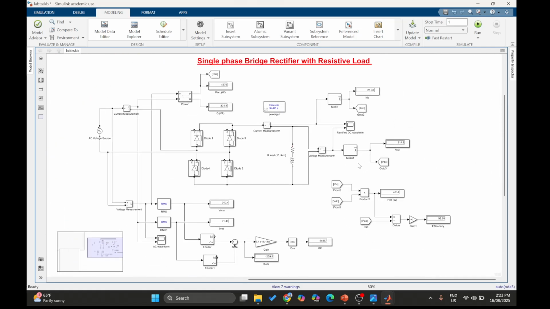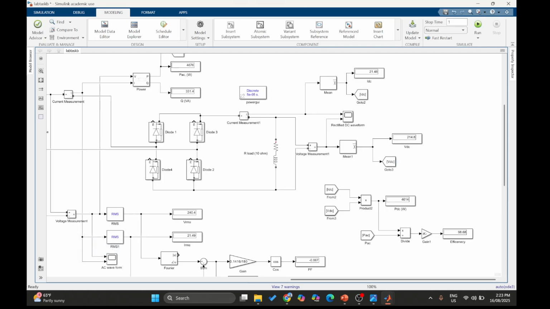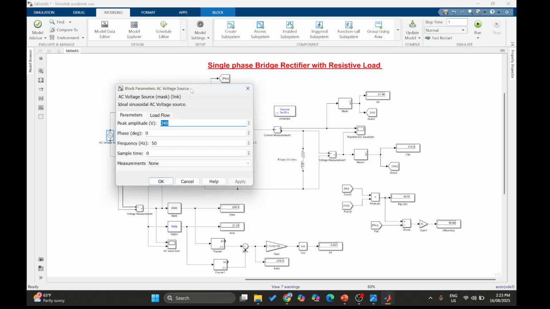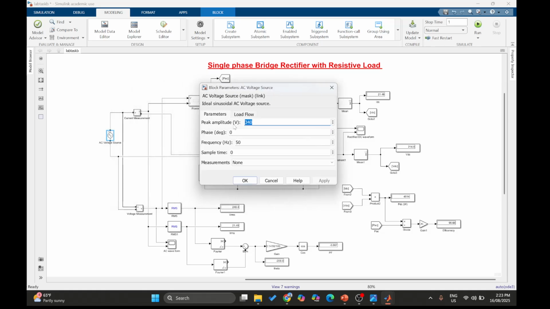Now to explain the Simulink model, I have an AC voltage source. This is the VM or peak voltage, which we got as 339. I just round it off and put it as 340. The frequency is 50 Hertz, and other parameters such as 0.